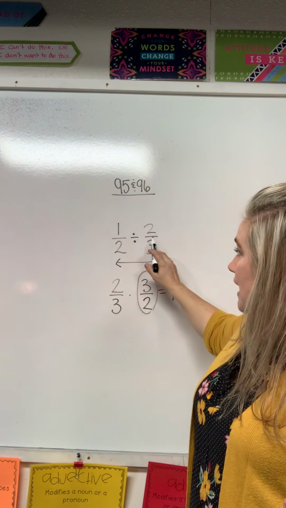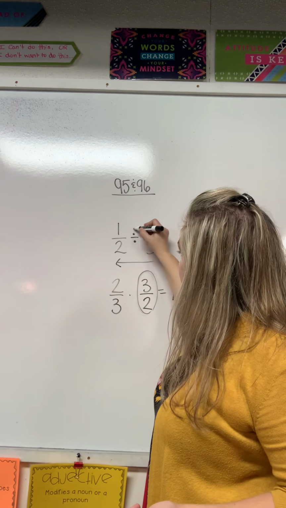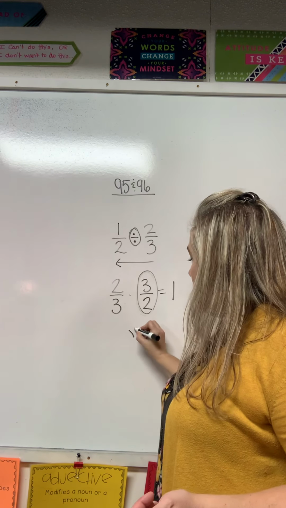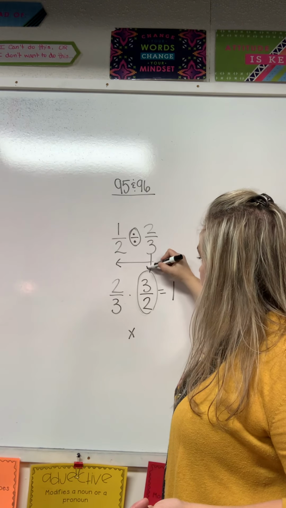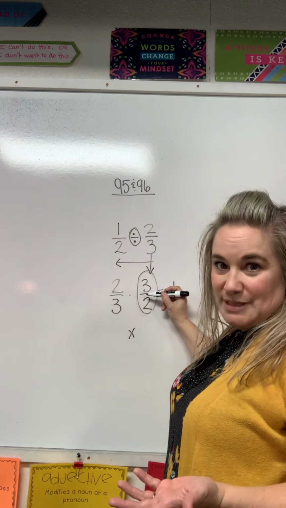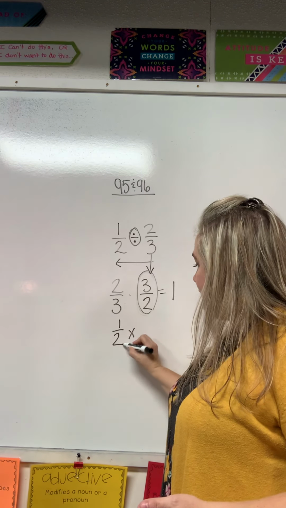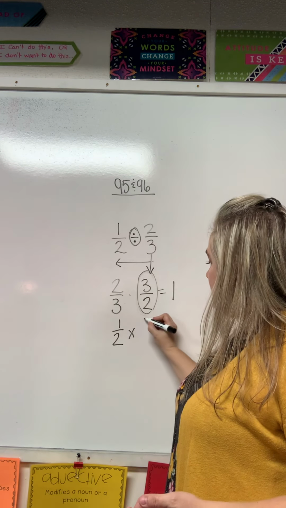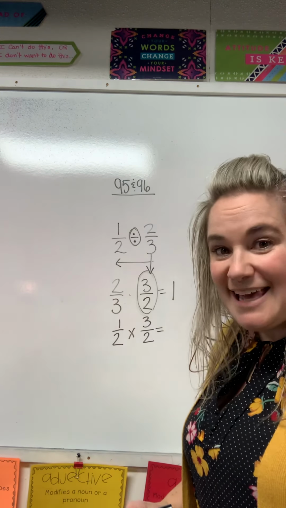That's all I did. Now step number 2 is we're going to change this division sign to a multiplication sign. So we've now changed 2/3 to 3/2, its reciprocal. And now we can just bring down our first fraction, which is a half, and now we have 1/2 times 3/2. Now we can do multiplication.